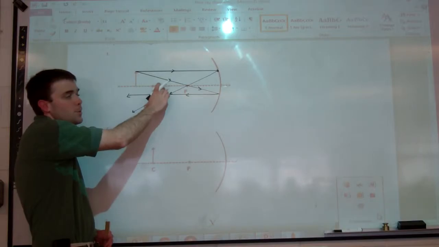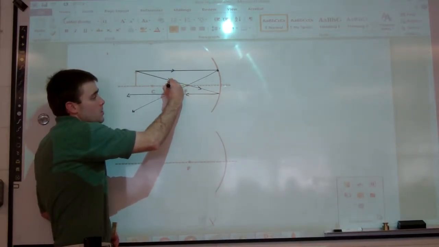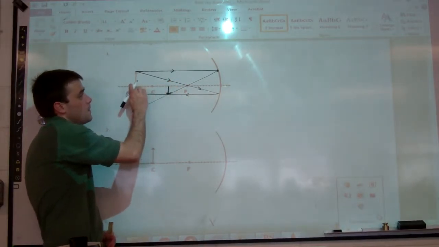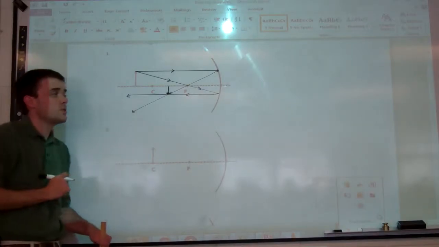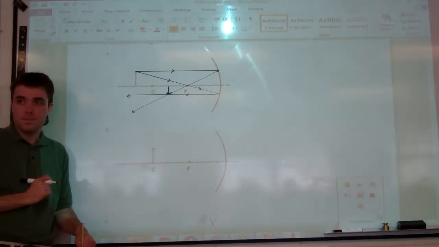You see how it's below the principal axis? That means it's going to be upside down. So you're going to draw it starting there and there. The bottom of the arrows that we're drawing always start at the principal axis, and the tops always go to where the rays meet. Does that make sense?